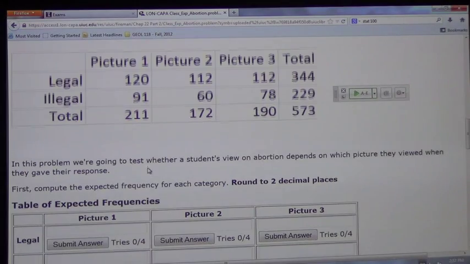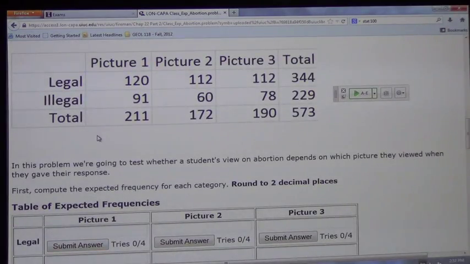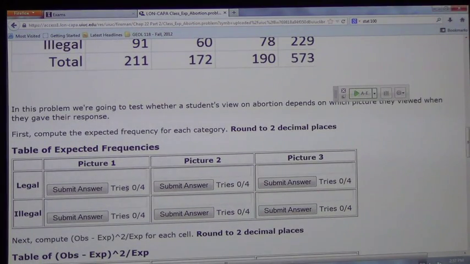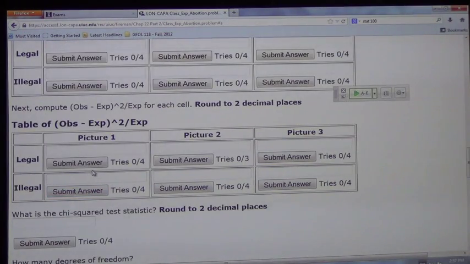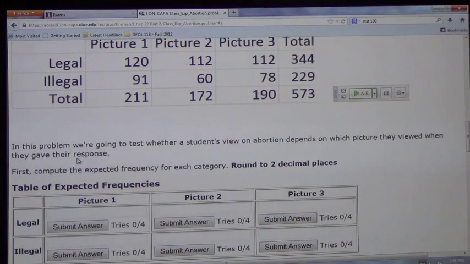Now what are you going to have to do? You're expected here. How are we going to do this first one? Should we just try? How would we do this first one? We'd take 344 times 211 divided by 573? Okay, tell me what that is. Somebody has a calculator so I can see if that's right, for the expected.